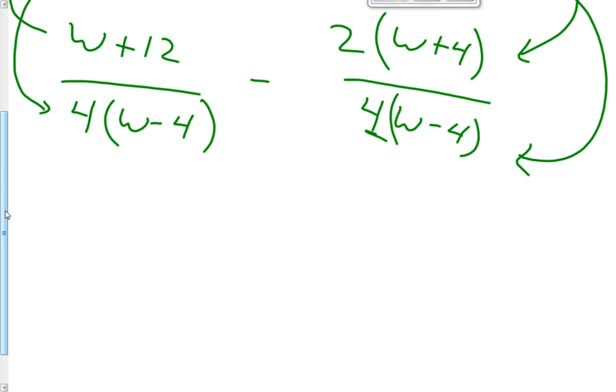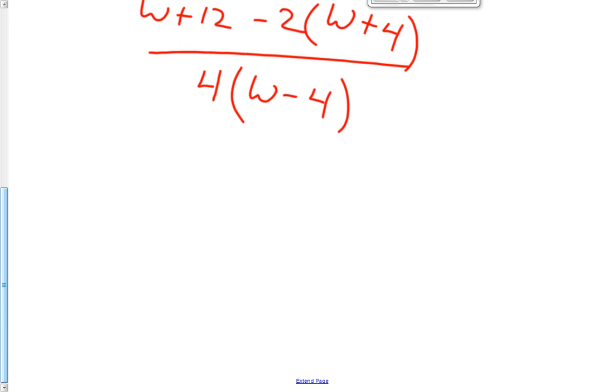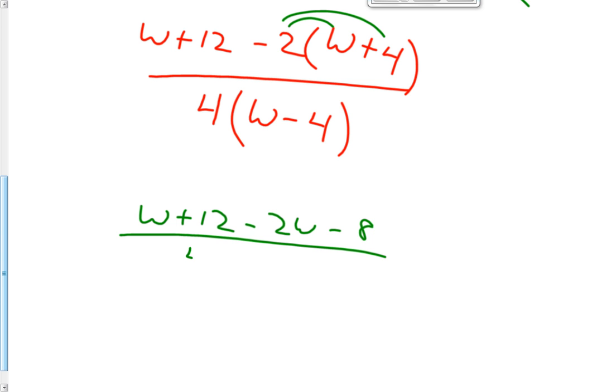So now we're going to put our numerators over the common denominator. So our denominator is 4 times the quantity w minus 4, and our numerator is w plus 12 minus 2 times the quantity w plus 4. We're going to move this negative sign in with the 2 so we can remember to distribute. So now let's combine like terms, class, to completely simplify this. So don't stop once you get to here. Let's combine like terms. So we're going to distribute. So we still have w plus 12 minus 2w minus 8 over 4 times the quantity w minus 4.